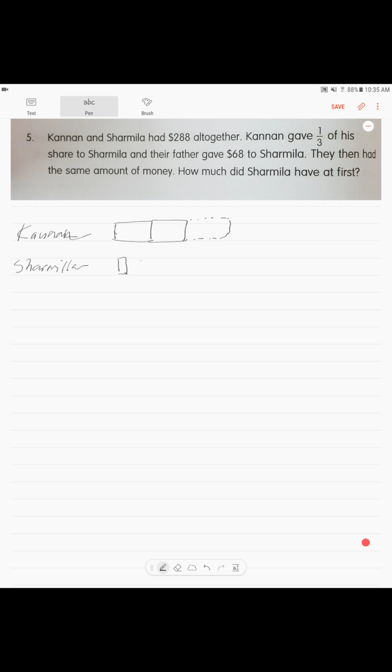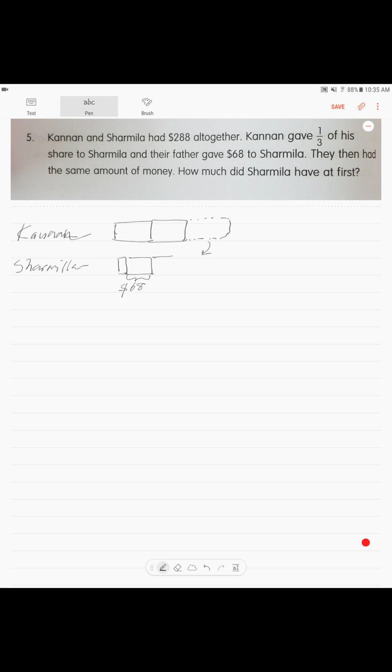And then Sharmila's father gave her 68, so we got this $68. And then this unit, 1/3 of Kana's, right? It went here, so we draw this.